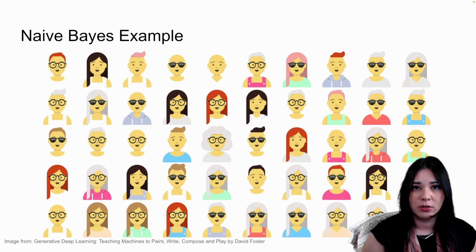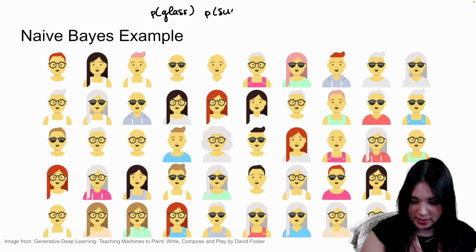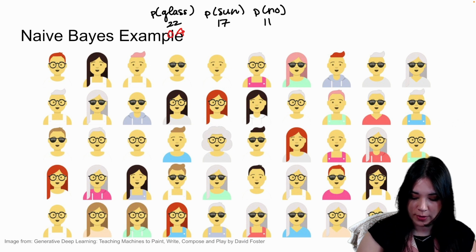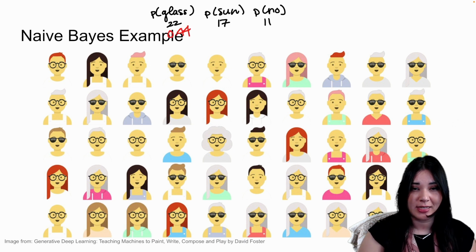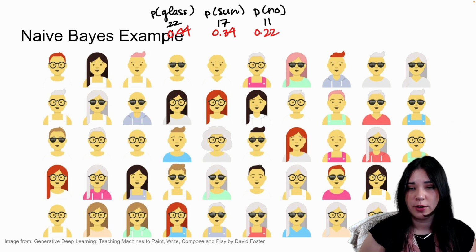In this case, we're going to learn a discrete distribution that looks at things like the probability of having glasses versus the probability of having sunglasses versus the probability of having no glasses. For instance, here, 22 out of 50 faces have glasses, so the probability of glasses is 0.44. The probability of having sunglasses is 17 over 50, or 0.34. And the probability of having no glasses is 11 out of 50, or 0.22. And we could do this again for each of the different features like hairstyle, hair color, and shirt color.